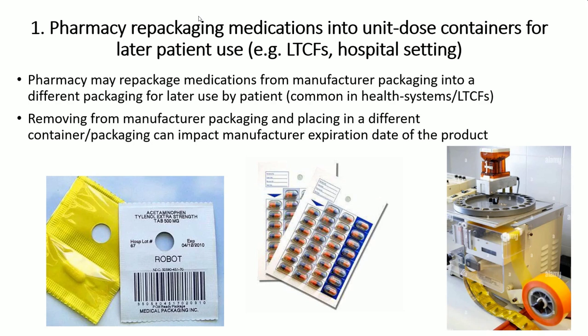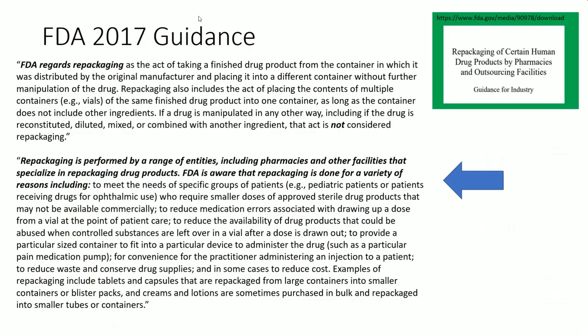So again, when you move from the manufacturer package, so let's say you have a bottle of 100, moving it into one of these packagings, and again, this is just one example, basically you can't assume that the manufacturer expiration date of the product always remains the same. In 2017, the FDA put out some guidance that has some information about beyond use dates for the example that I'm talking about. The website's on the top right, and then the title of the guidance document is there too.